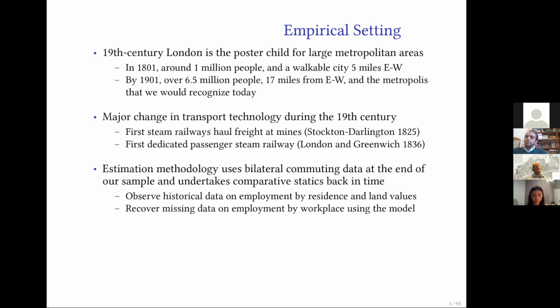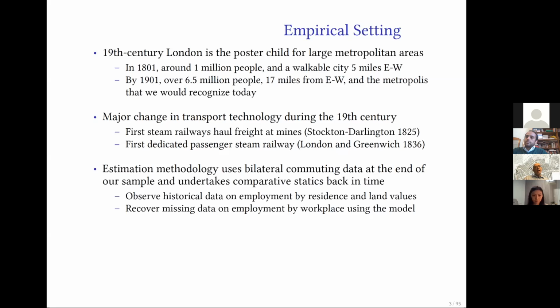Another strength of the methodology we're going to implement today is that we're going to combine those commuting data in our baseline year with some earlier data in historical years, namely the number of people who live in each location within London in every year back to 1801, and the value of land and buildings in every location in London all the way back to the early 19th century.